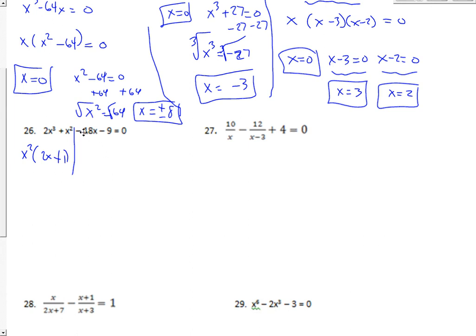On the right-hand side, I have a factor of negative 9. When I factor that out, I will be left with 2x plus 1. So then I have a 2x plus 1 in common on both sides. I'm going to factor that out, so 2x plus 1. When I factor that out, what you see left is x squared minus 9.